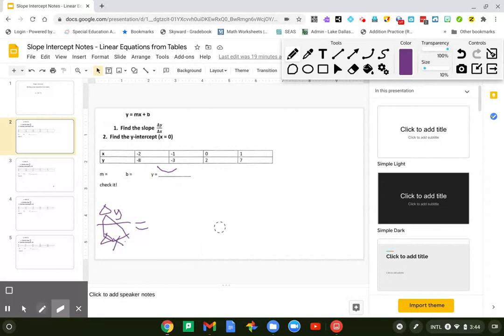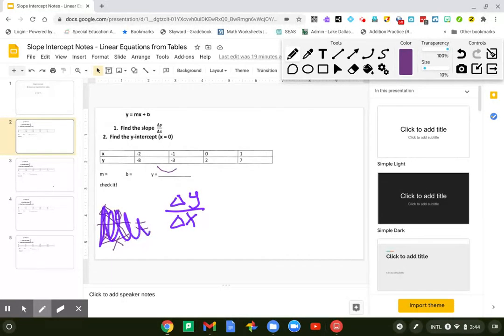Okay, let's just start over from this equation here. All right, we've got our change in y over our change in x. Let's erase that. That's junk.